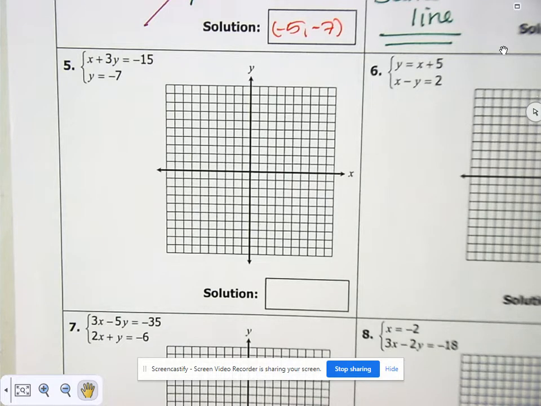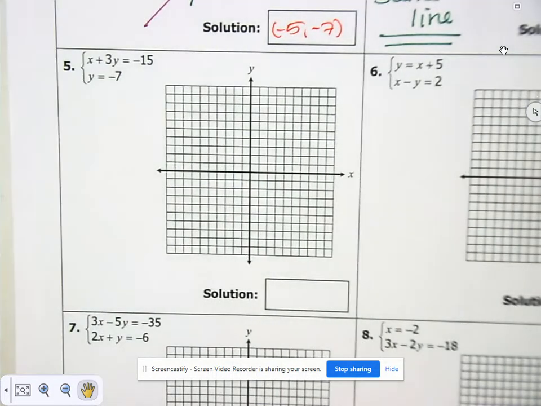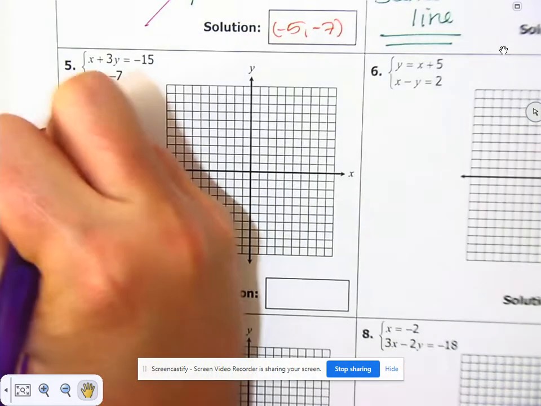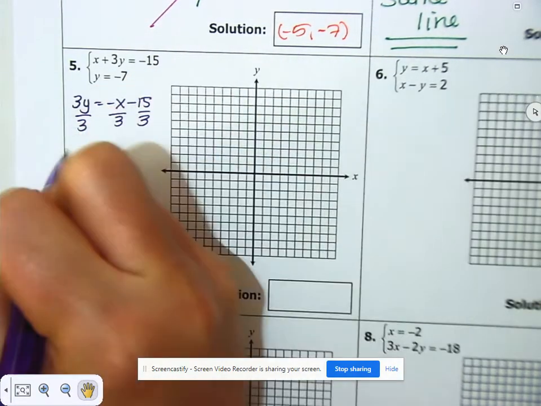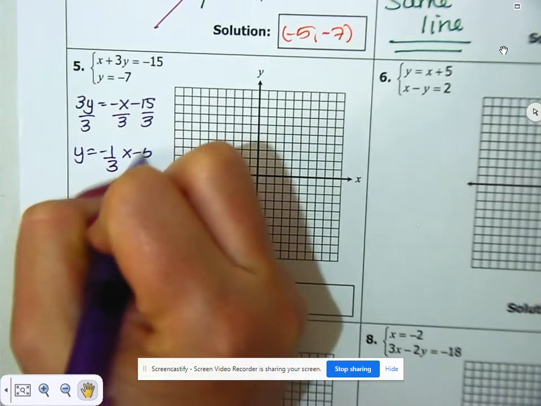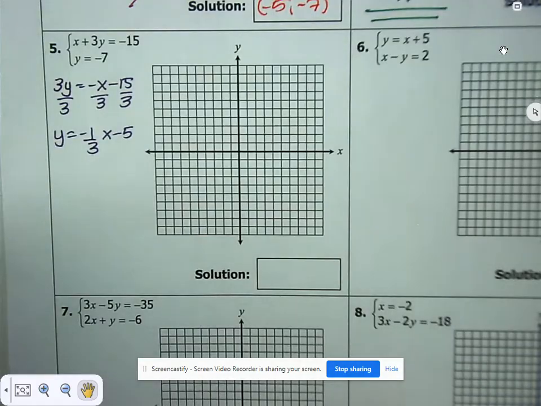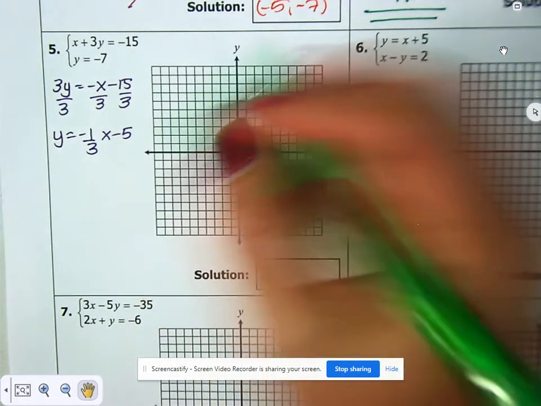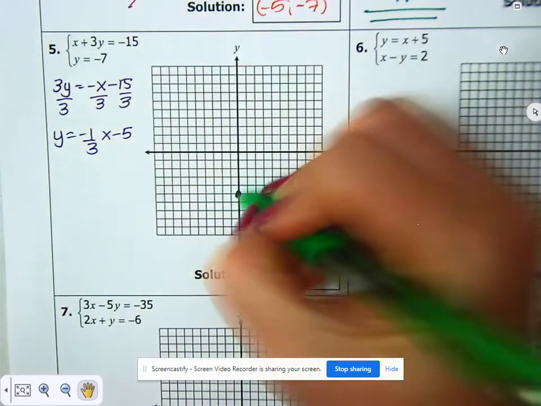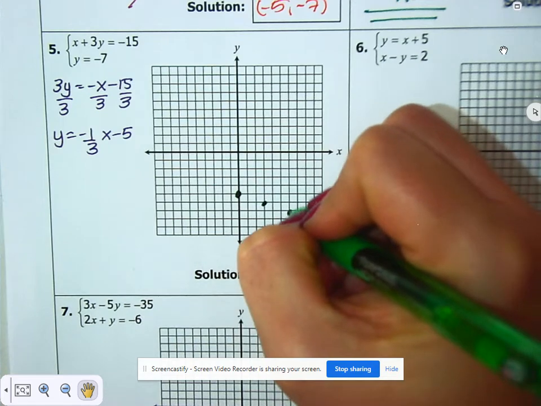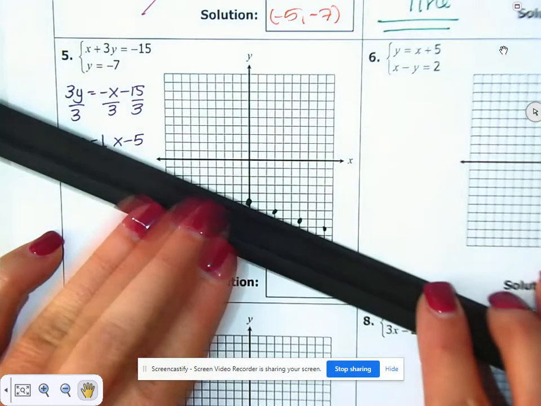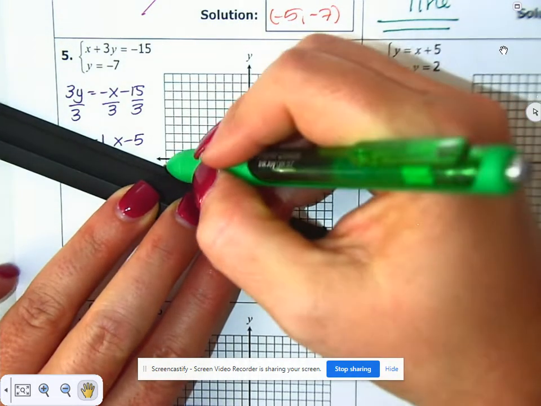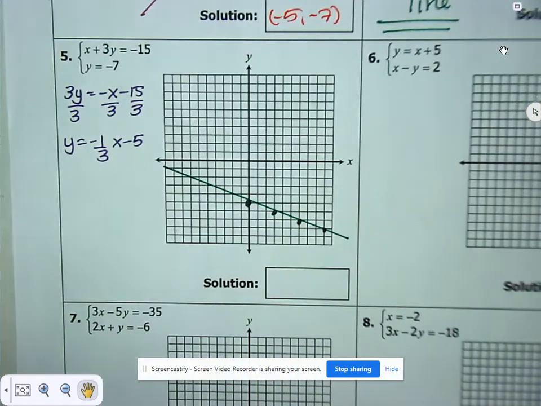All right, let's look at number 5. Again, the top one needs to be rearranged. So let's do that. Move that x and divide by 3. Okay. So now I'm going to start at -5 and go down 1 and right 3. Now, I don't know yet if that's enough in terms of my points. I might have needed to go the other direction, but we'll just see what happens, okay?